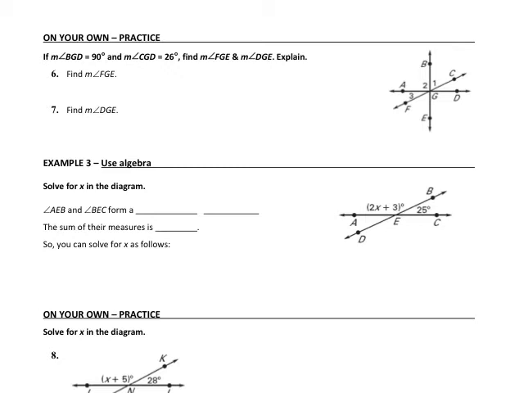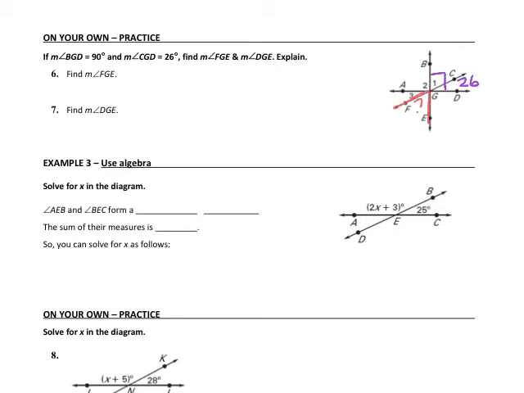The first two problems here, the on your own problems, number 6 and 7, are a continuation of the previous picture. So you have the same picture, the same information. It looks like to me they're telling us here again that BGD is 90 degrees and this angle here was 26. So now you're in charge of finding the measure of angle FGE.